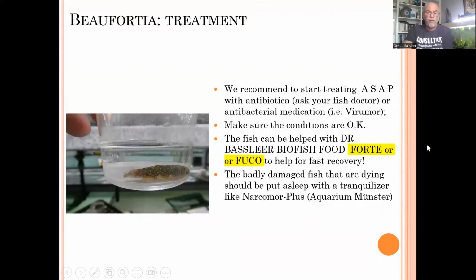The badly damaged fish, of course, are dying, and when they're badly affected, it's too late to treat. And we recommend that you put them to sleep with a tranquilizer like Narcomore Plus from Aquarium Münster.